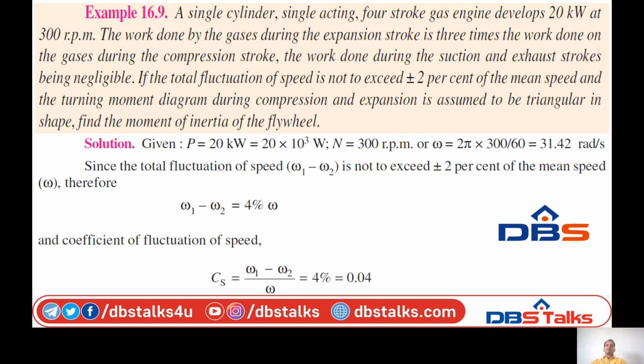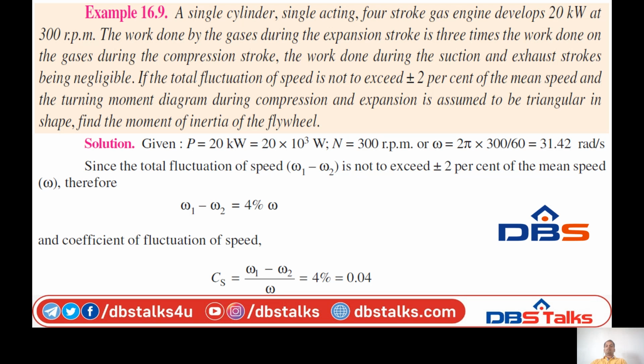And next, what is the last one? Since the total fluctuation of speed, that is omega 1 minus omega 2, is not to exceed plus or minus 2%. So, to be clear, whenever any problem gives plus or minus 2, you just double it. So total fluctuation of speed, omega 1 minus omega 2, is equal to 2%. He has given it, you just double it, that is 4% of mean speed.